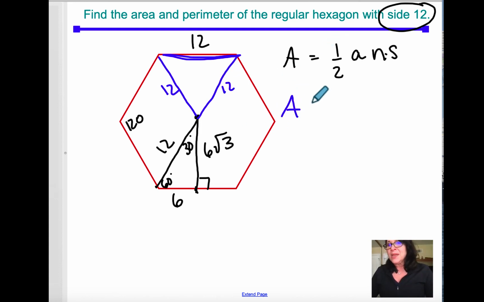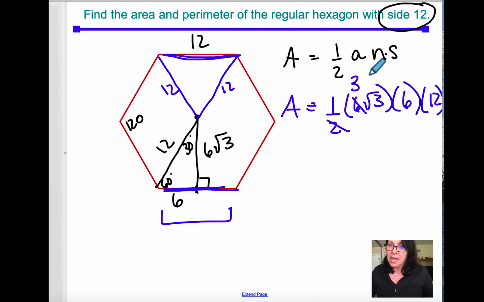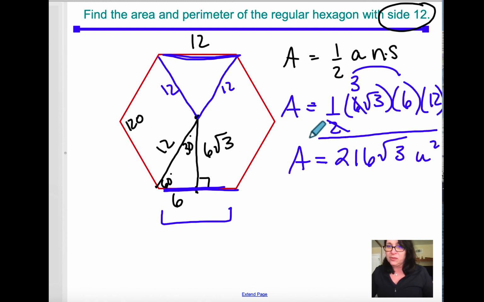Also very cool. Anyway, the area of this hexagon is 1/2 my apothem, which is 6 root 3, times the number of sides, 6, times the length of one side, which is not 6. The length, remember, is this whole length from here to here, and that's 12. So 1/2 of 6 is 3, and 3 times 6 is 18. And 18 times 12 is 216. So my area of my hexagon is 216 root 3 units squared.